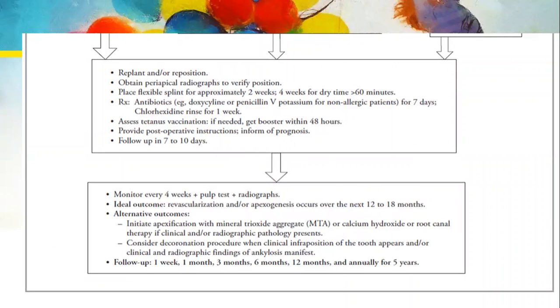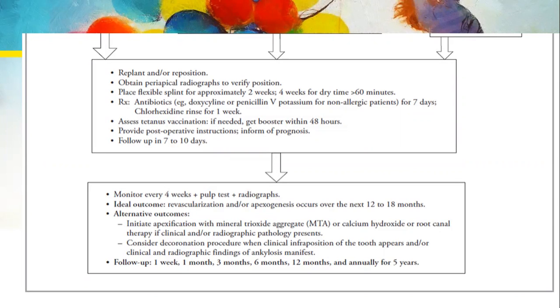Then after replantation and repositioning, what you are supposed to do is obtain periapical radiographs to verify the position. You have to verify whether the replanted tooth is in the correct position. Place a flexible splint for approximately 2 weeks, 4 weeks for dry time more than 60 minutes. So for immediately replanted cases and those with physiological storage medium, you can keep it for around 2 weeks, whereas with more than 60 minutes extra dry time, we have to keep it around 4 weeks.